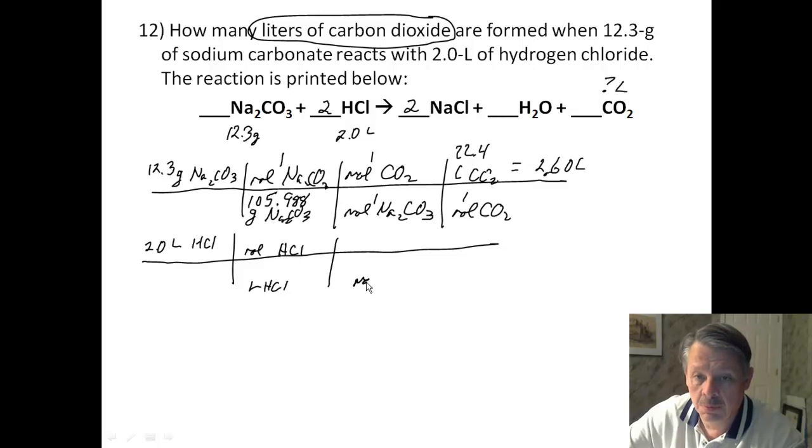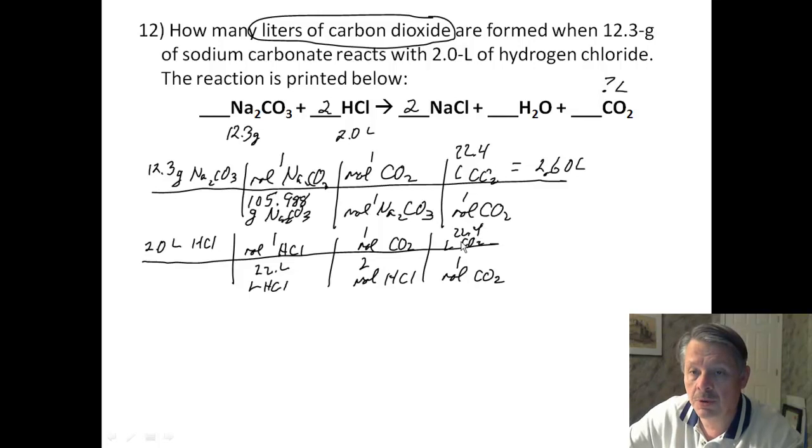And then from moles of hydrochloric acid to moles of CO2. And then for moles of CO2, this is going to look real obvious because it's the same as the thing above it, liters of CO2. All right, so 1 mole of CO2 is 22.4 liters. And I have 2 moles of HCl up the top and 1 mole of carbon dioxide. And every mole of carbon dioxide is 22.4 liters.